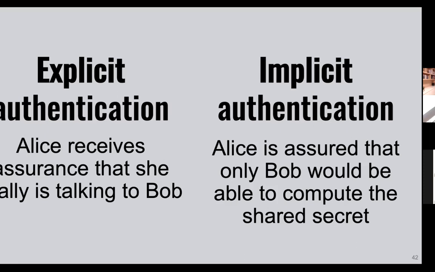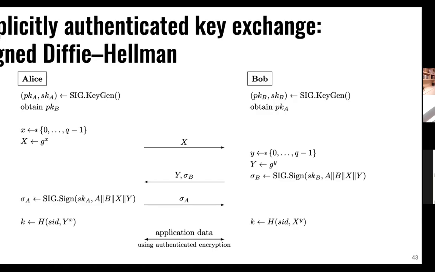And there are some prototypical examples of this. So for explicit authentication, we've already seen signed Diffie-Hellman, and I've just replayed that, or given another version of that, in this diagram here. In this case, a mutually authenticated signed Diffie-Hellman key exchange. So we have an ephemeral key exchange using Diffie-Hellman shared secrets, exchanging g^x and g^y.